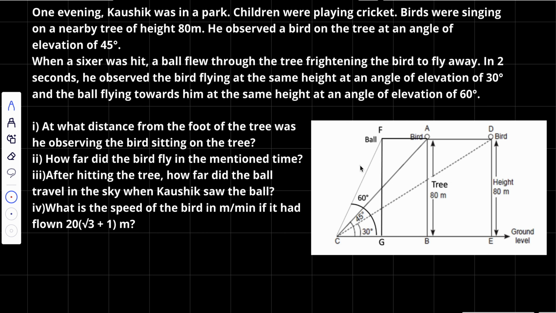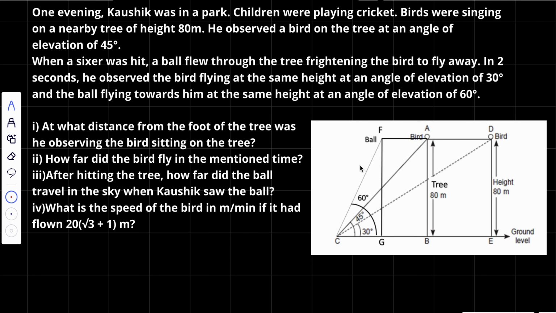Today we'll be having another case-based problem, this time from the application of trigonometry chapter, and the problem goes like this. One evening, Kaushik was in a park. Children were playing cricket. Birds were singing on a nearby tree of height 80 meters. He observed a bird on the tree at an angle of elevation of 45 degree.